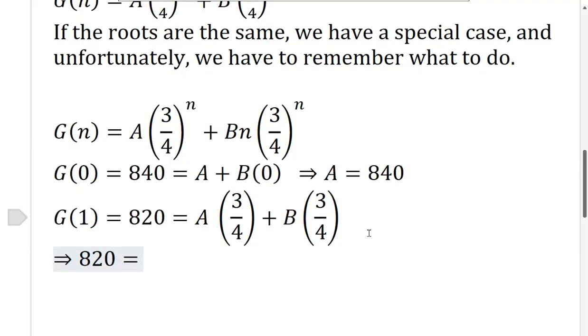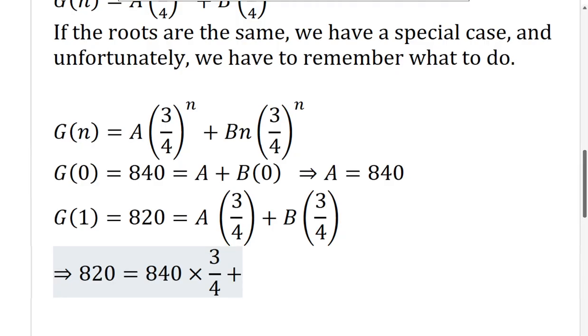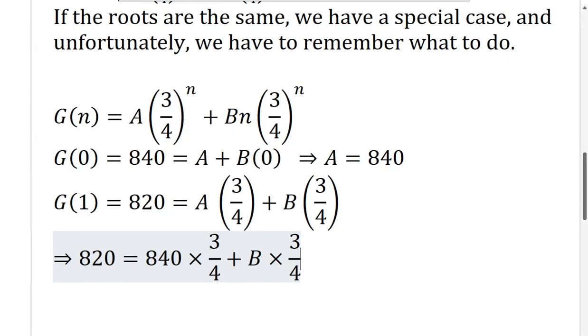equals 840 times 3/4 plus B times 3/4. So I use brackets and multiply back and forth. Apologies. So that means that this gives us 820 minus, what's 3/4 of 840? 840 by 3/4 is 630. And then that's equal to 3b over 4.